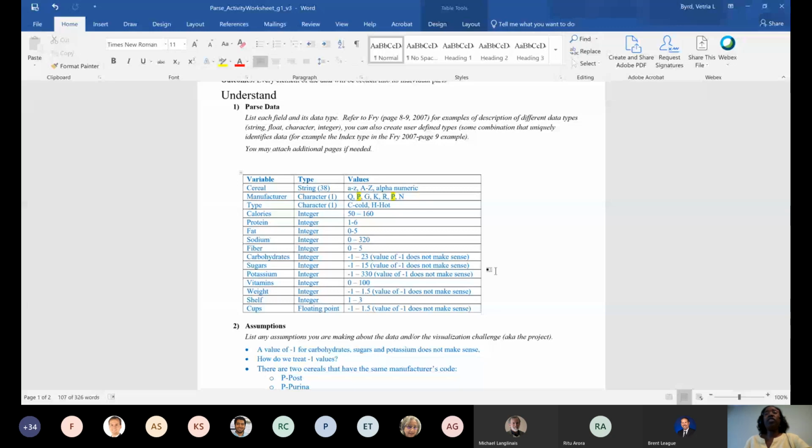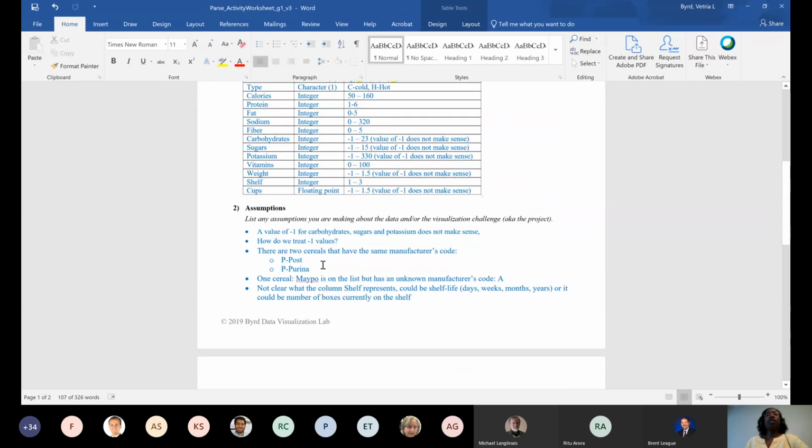And so for each one of those fields where I color coded and I saw that there's a negative value, as I'm working through this worksheet, I'm making note of that because I will have to come back at some point and address that. Below that, any assumptions. And so here is where I'm actually addressing it. A value of -1 for these variables does not make sense at all. How do we treat the -1 values? So one thing that you'll have to do, -1 is what is in this data set, but that does not necessarily mean -1 will be in the data sets that you will work with.